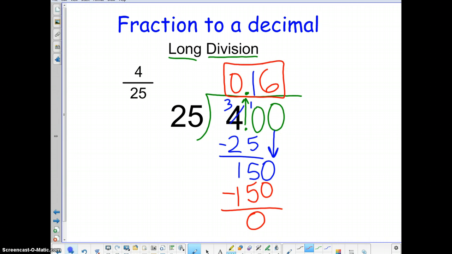0.16. That is our quotient. That is our decimal. So these two equal each other. 4/25 is the same as 0.16. This is the decimal form, 0.16. The fraction form is 4/25. Okay? That's how we go from a fraction to a decimal. I'll give you a little more time to copy that down.